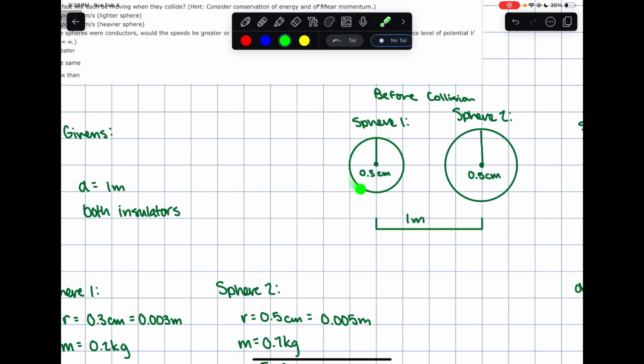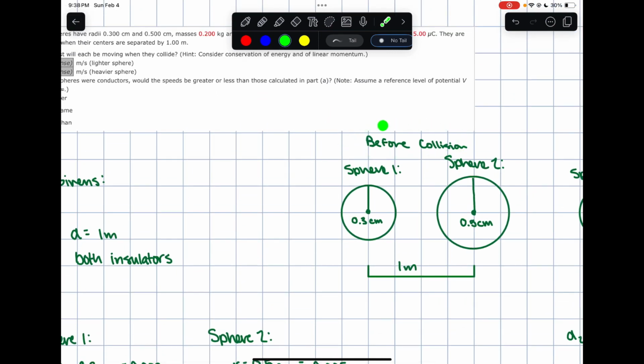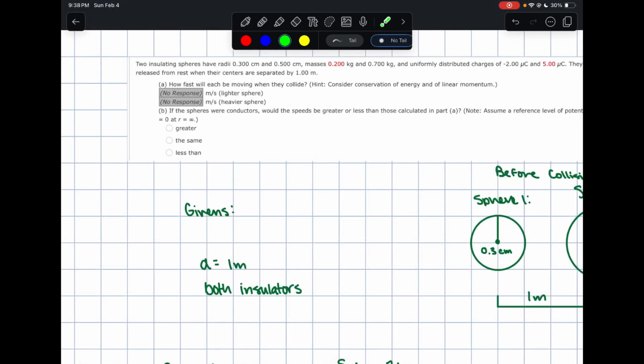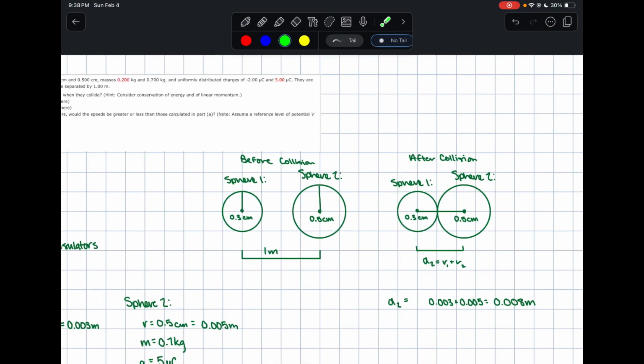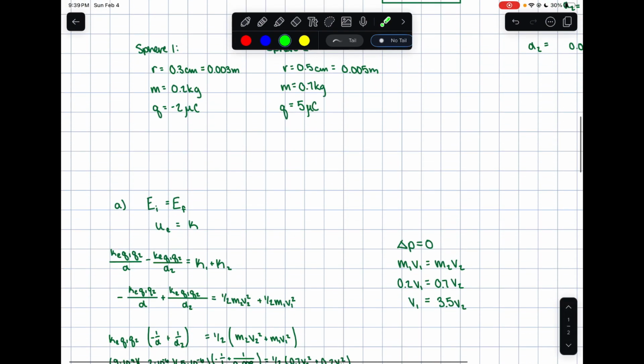1 meter in distance, 2 insulating spheres, their radii, and this is before the collision, which we'll get back to in part A. Now for part A, how fast will each be moving when they collide? First, let's take a look at what they're going to look like after the collision. As we drew our picture before, we were given that distance, but after the collision, notice that the distance will no longer be 1 meter. Instead, it will be the two radii added together. So here's our picture for after the collision. Now we can look more at this mathematically.